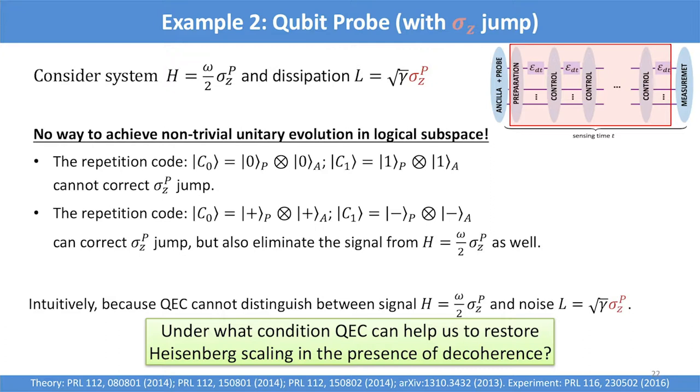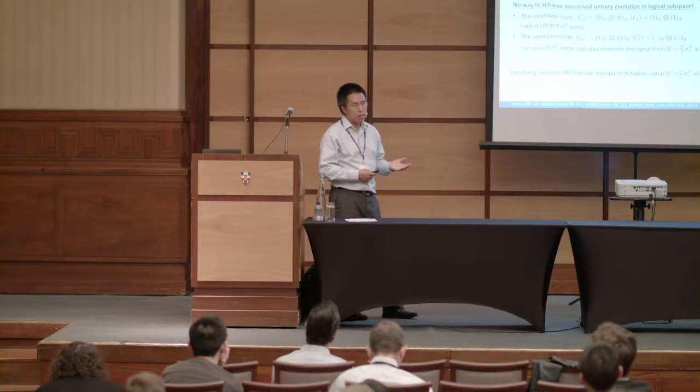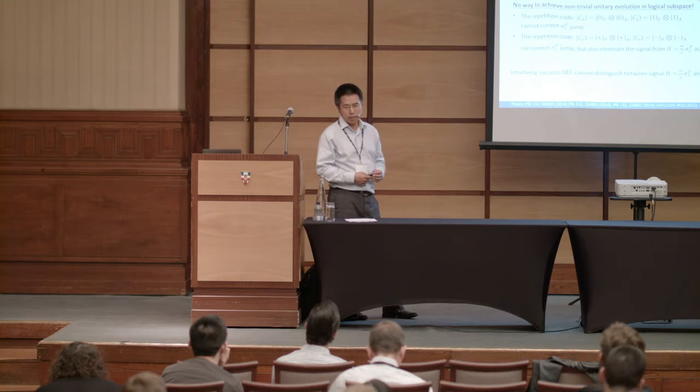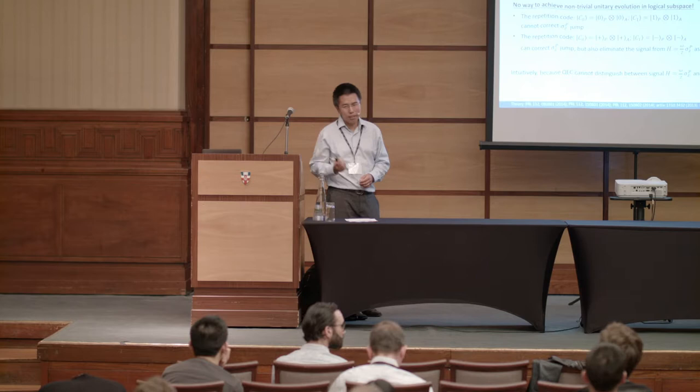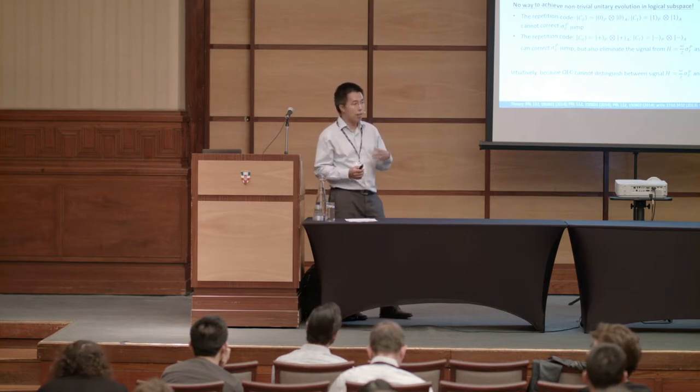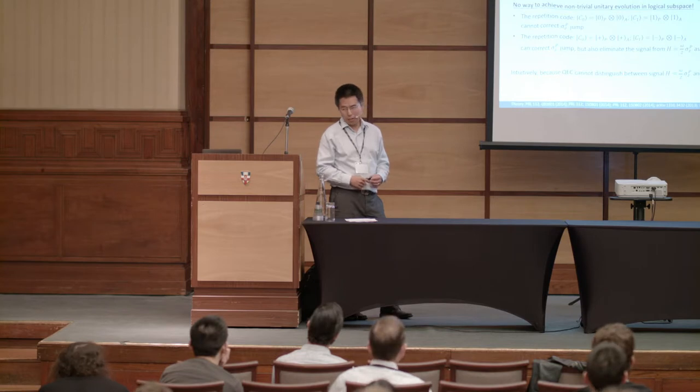Now it gets to a trickier situation, where there's no guarantee it will work; sometimes it works, sometimes it doesn't. So it comes to a theoretical question: what is the criterion for error correction to help quantum metrology restore the Heisenberg scaling? This setting is slightly different from quantum error correction for computing, because in that case, we know that if the errors are local, error correction will work for any computation. But for metrology, that's different.